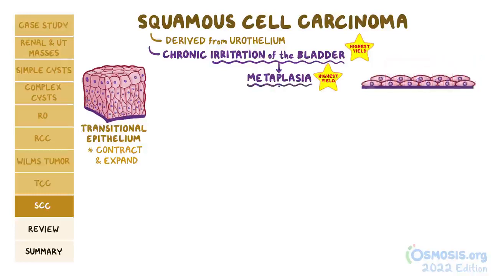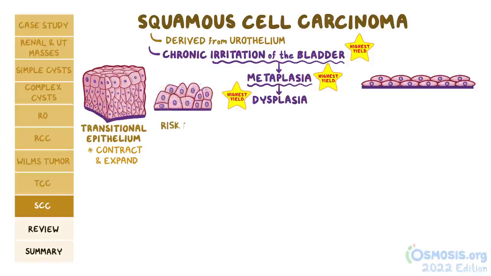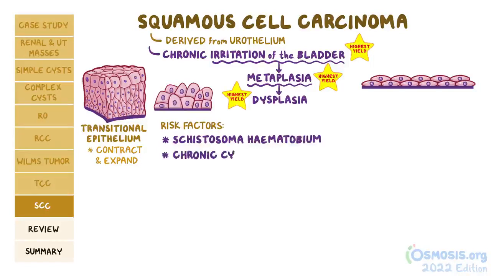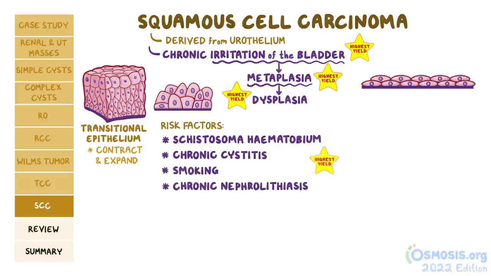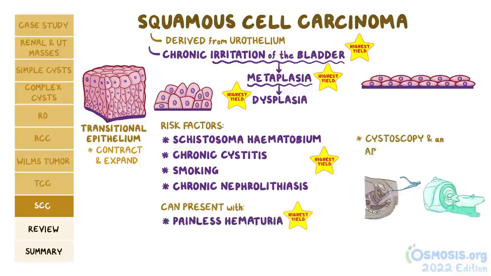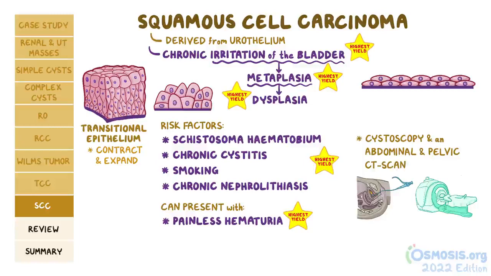Now, metaplasia can further lead to dysplasia, where the cells become completely different from any normal cells in the body, and this eventually leads to the development of squamous cell carcinoma. Risk factors include infection with Schistosoma haematobium, a type of urinary blood fluke common in the Middle East, chronic cystitis, smoking, and chronic nephrolithiasis. All of these factors irritate the bladder and damage the cells lining it. For your tests, remember that squamous cell carcinoma of the bladder also can present with painless hematuria. A cystoscopy and an abdominal pelvic CT scan can also be done.